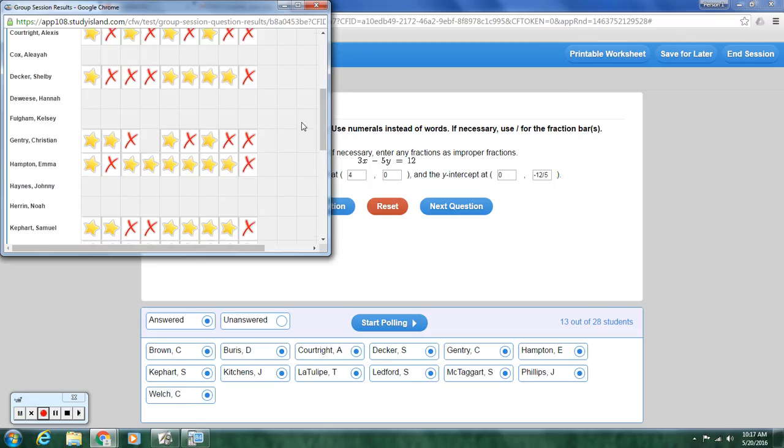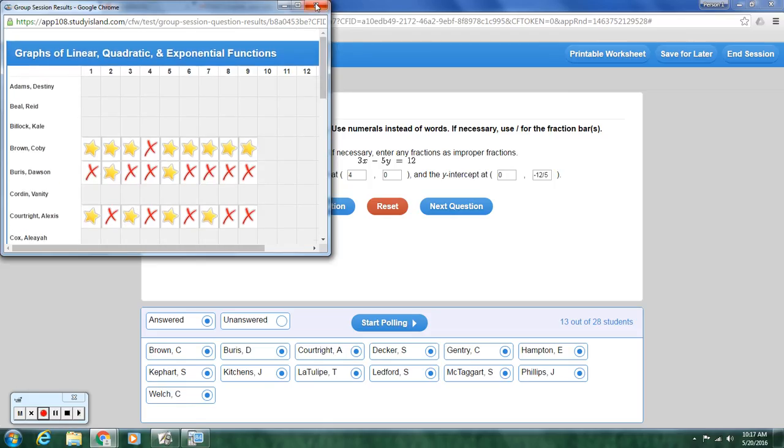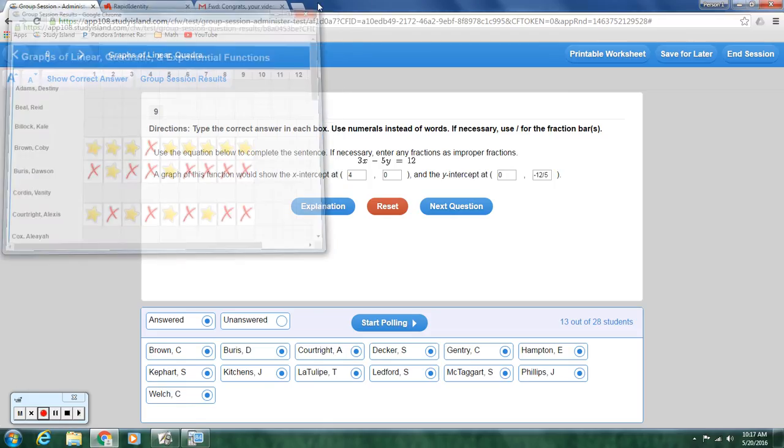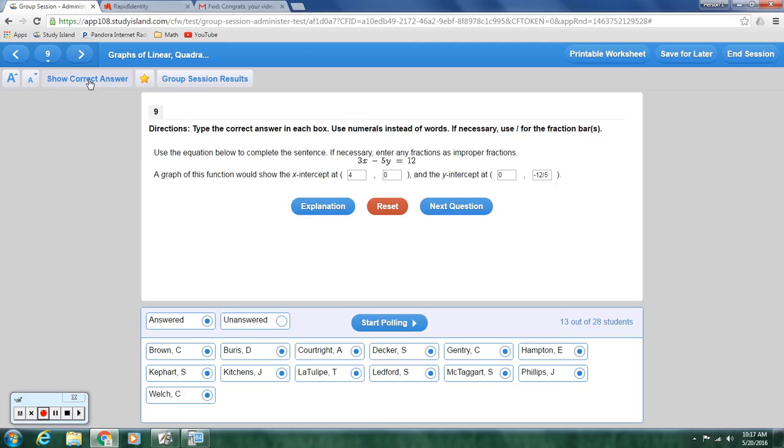Oh, not good. Not good. And it may have been because you might have put it in wrong. Like if you put it in as a decimal, it would count it wrong. I mean, I know you did it right, but anyway.